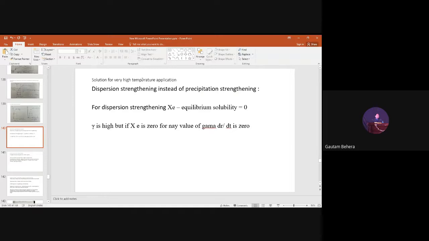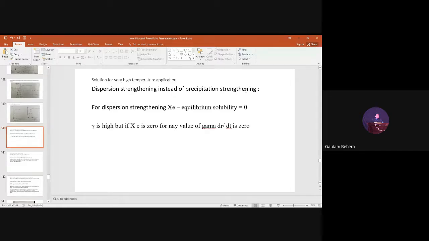So what is the solution for very high temperature application? Dispersion strengthening is the solution. Instead of precipitation strengthening, we can go for dispersion strengthening. Or sometimes we can go for both. Precipitation strengthening will be there and dispersion strengthening will be there. Listen carefully, you can use two types of strengthening at very high temperature, or you can go for only dispersion strengthening.